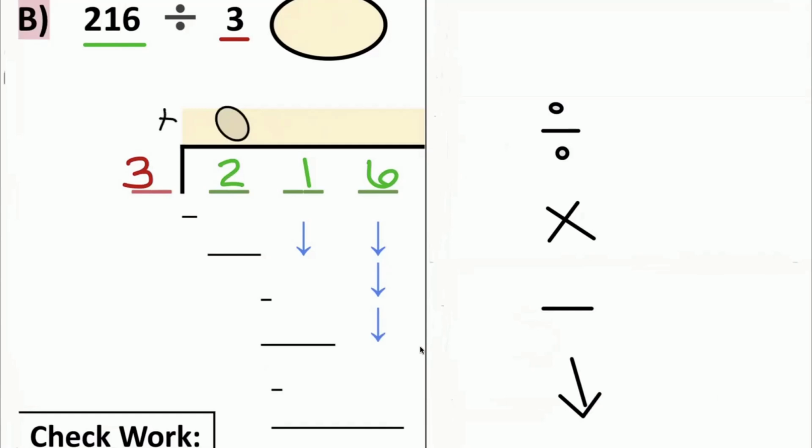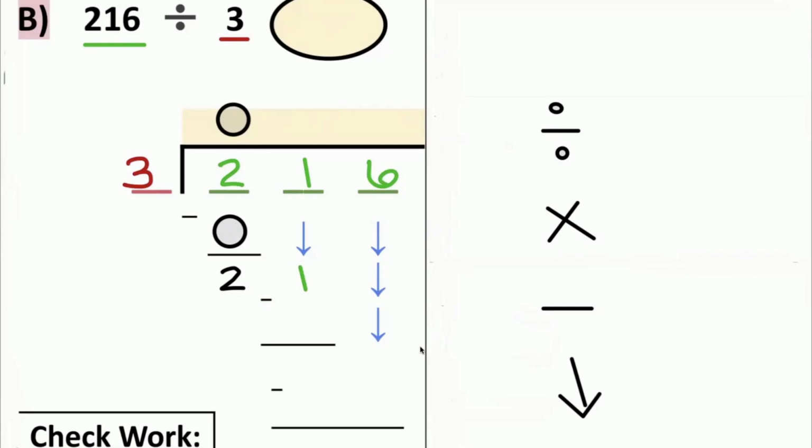Remember, we multiply our divisor times our quotient. 3 times 0 is 0. Okay, so we multiply. Now we'll subtract. 2 minus 0 is 2. Make sure you have this down nice and lined up. Our next step is to bring down. We're going to bring down our dividend, the 1. And then this is our new number, 21.